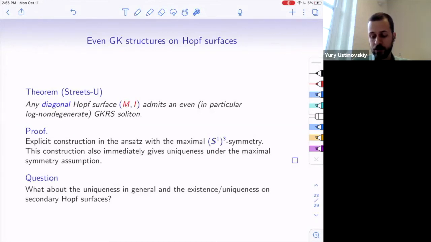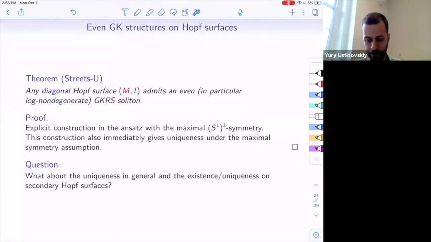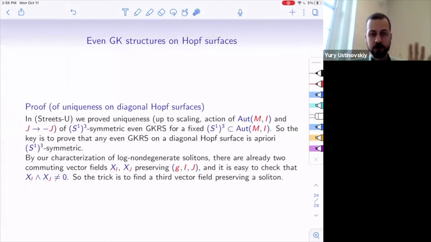So this is existence on diagonal Hopf surfaces, and it's easy to see that they all descend to these finite cyclic quotients. So what remains to figure out is the uniqueness in general, not necessarily with the maximal symmetry assumption, and uniqueness on secondary Hopf surfaces, on these finite quotients. So maybe I'll briefly tell you the idea. Again, as I mentioned, we already know uniqueness of even solitons if you impose maximal symmetry assumption, so for a fixed subgroup in the automorphism group.